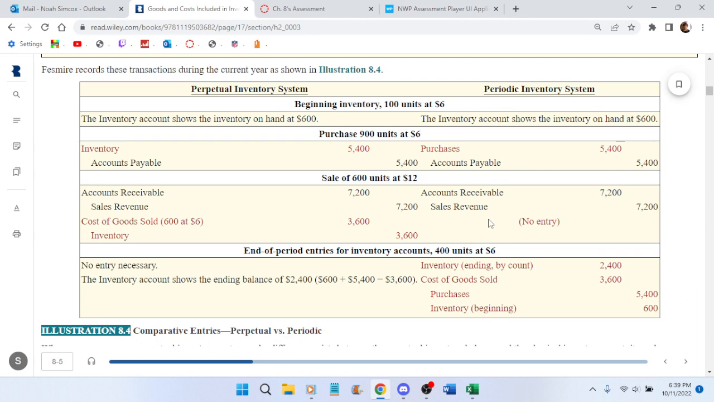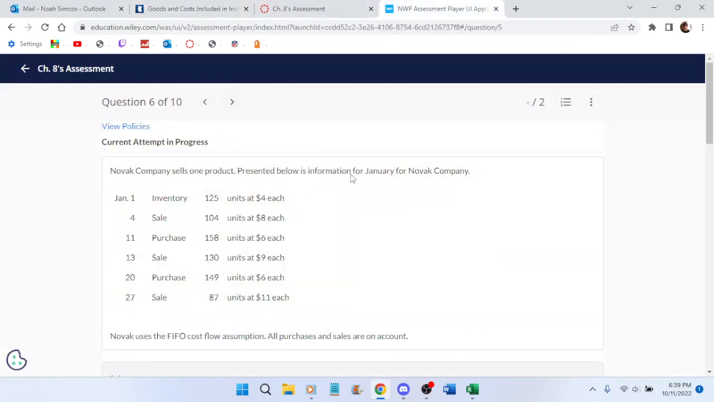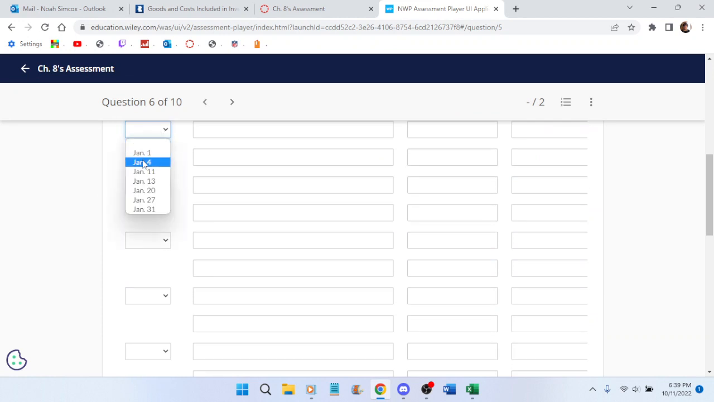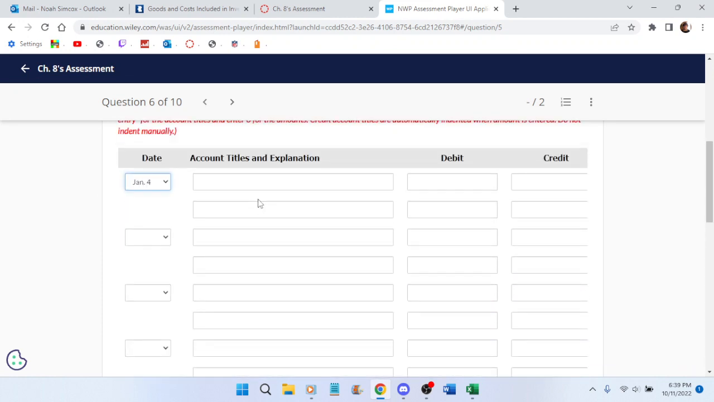Okay, that's kind of interesting. Because you close the purchases account at the end, you don't need accounts receivable, sales revenue. So it's very simple. January 4th. And let me just make sure that these entries are right. Okay, what?